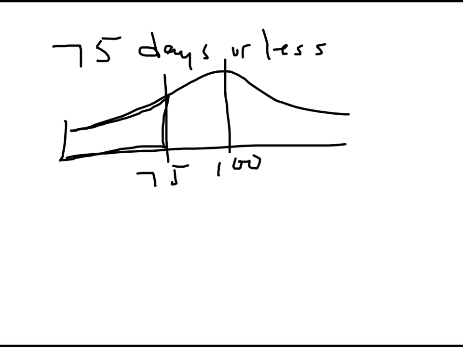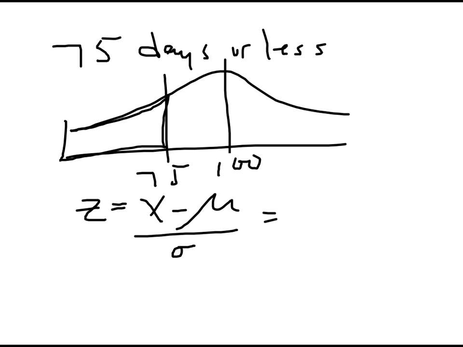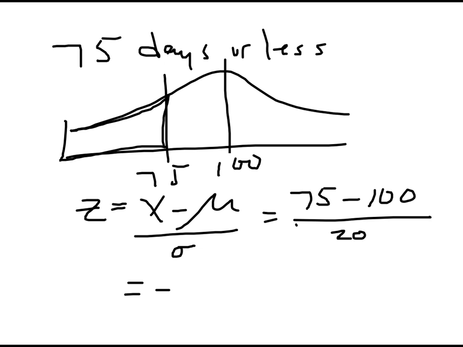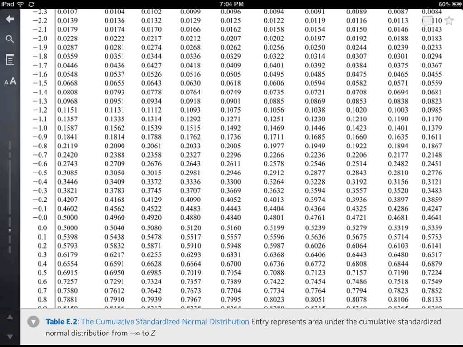So let's plug our numbers in again. Z equals x minus the mean divided by standard deviation. So 75 minus 100 divided by 20. And this time we get a z-score of minus 1.25. So let's pull up an image of this table again and figure out what our associated probability is.